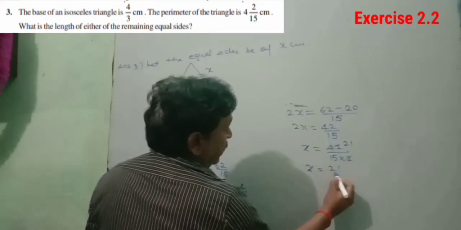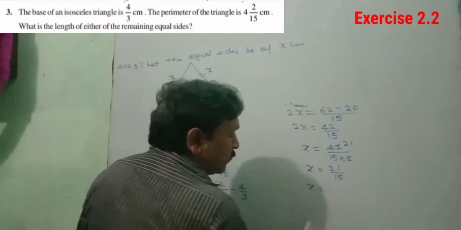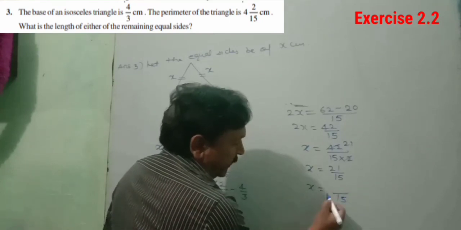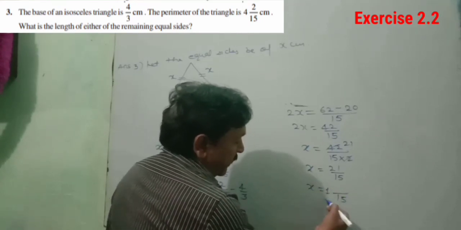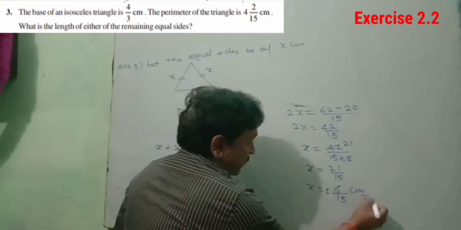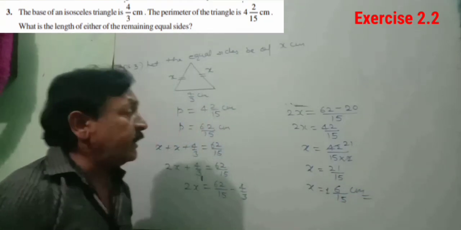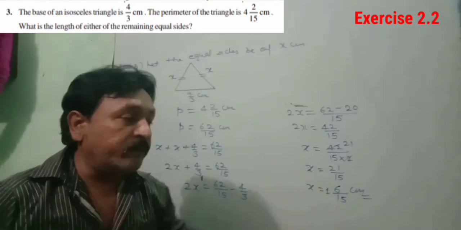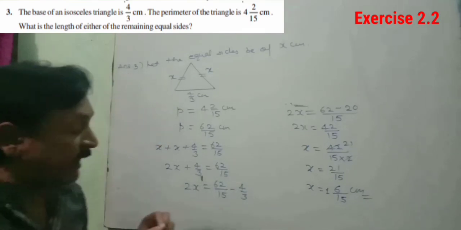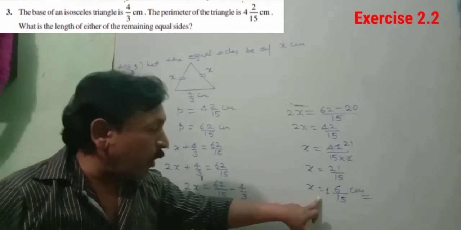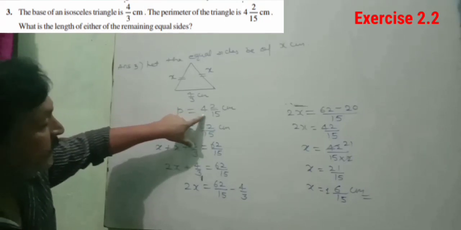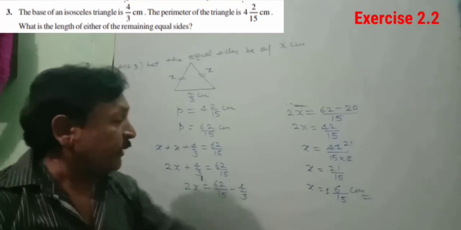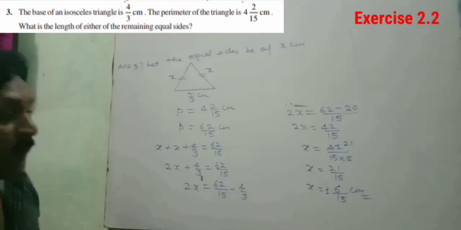x will be equal to 21 upon 15, and we can also write it in the form of a mixed fraction. 15, how many times? 1 time. How much is left? 5 and 1, 6. So we can say that the length of the equal sides is 1 and 6 upon 15 centimeter. First thing, and second thing, why I had written the answer in mixed form? Because in this question the perimeter was given in mixed form. Okay, that's why I gave the answer also in mixed form. Just note it and read question number 4.